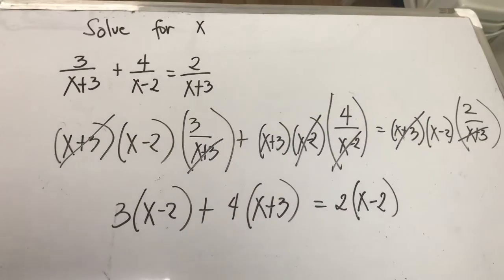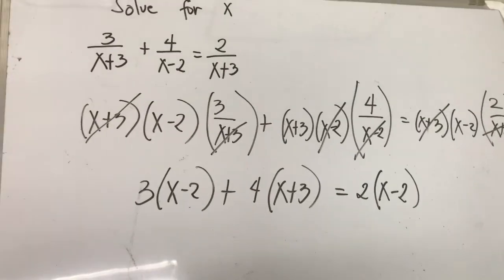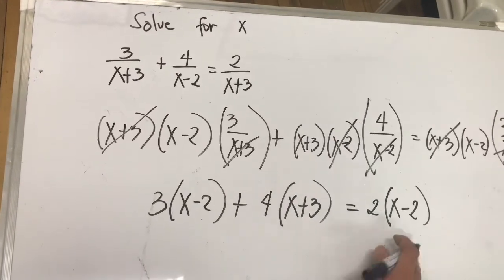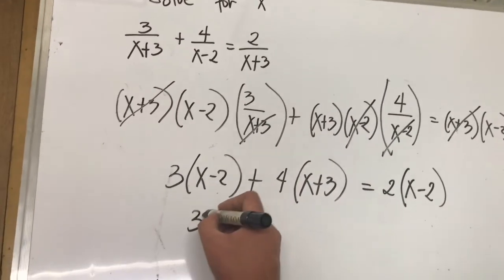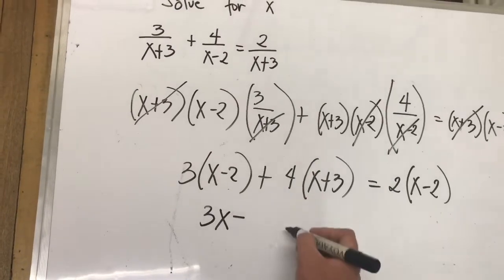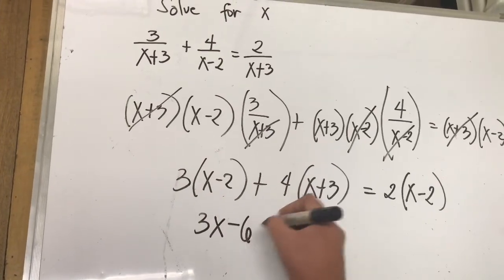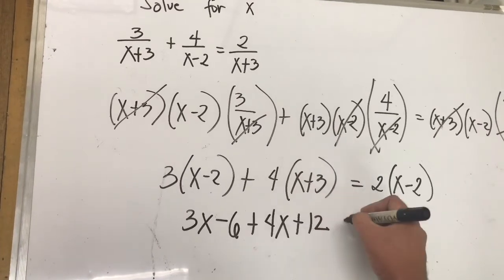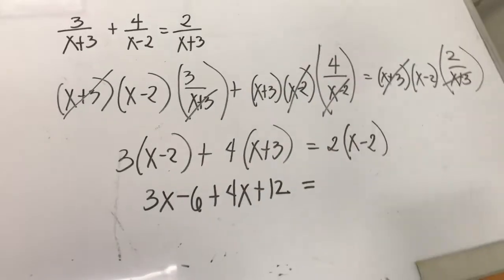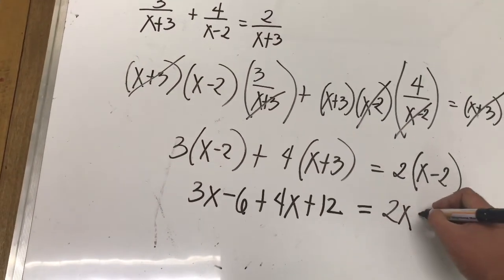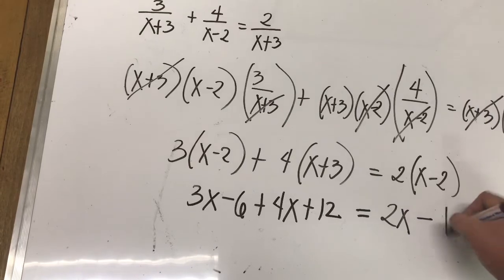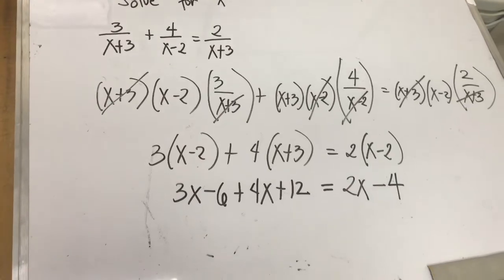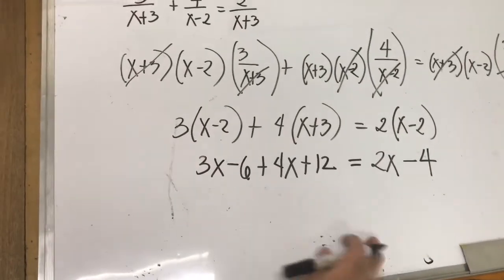Then, yung next step natin is that distribute natin ang 3, 4, and 2. So, magiging 3x minus 6 plus 4x plus 12 is equal to 2x minus 4. Ayan. So, I think we're down to the last two steps.